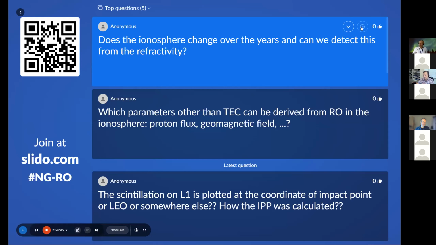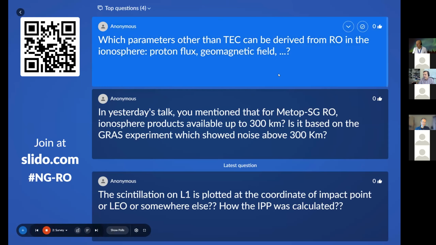So we can also answer the second question here. Sorry, I was distracted for a minute. I just approved that question and I bring up the next one. Which parameters other than TEC can be derived from RO in the ionosphere? Proton flux, geomagnetic field?